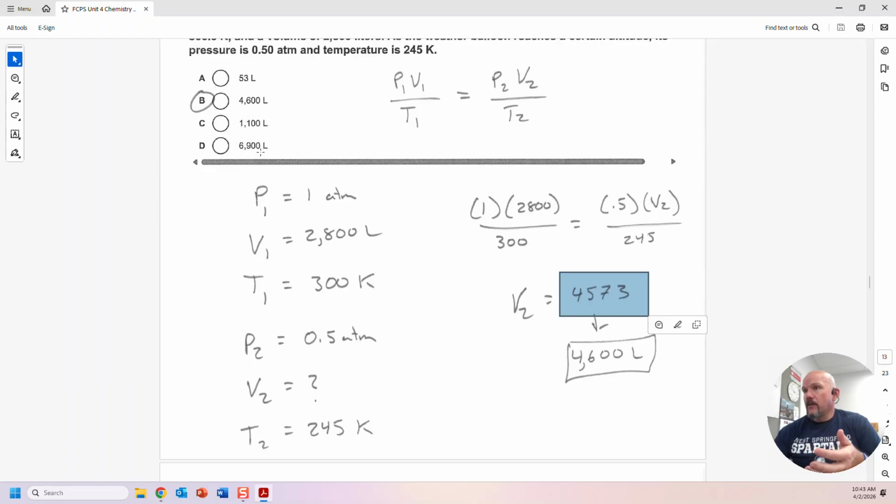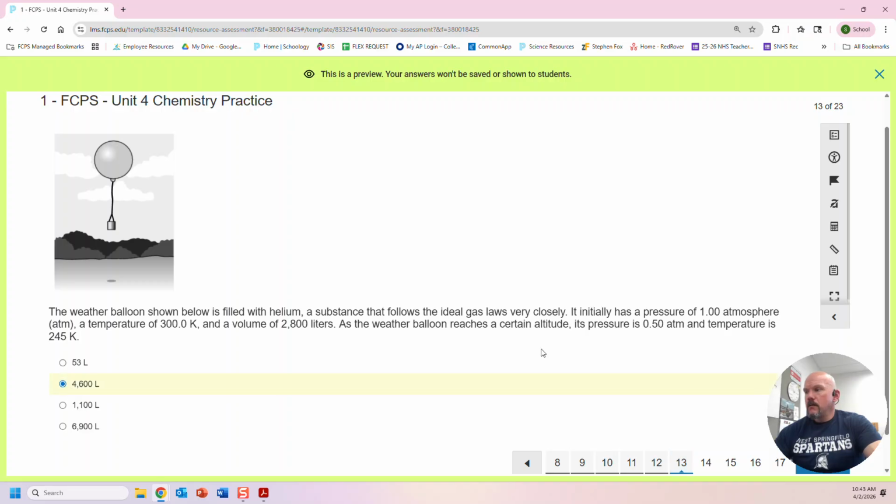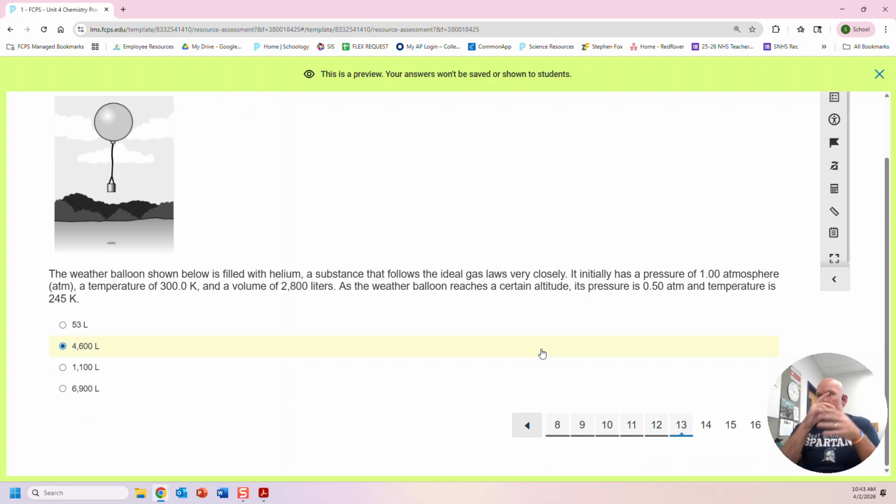But notice our answers are all rounded to 2 sig figs, so we got to round to 2 sig figs. So it was the 4,600. And that should make sense, right? Because think about what happened, right? We know that pressure and volume have an inverse relationship. So the pressure went down, so the volume should go up, right? And temperature and volume have a direct relationship. So the other thing that changed was the temperature went down. Okay. So the volume should go down as well.